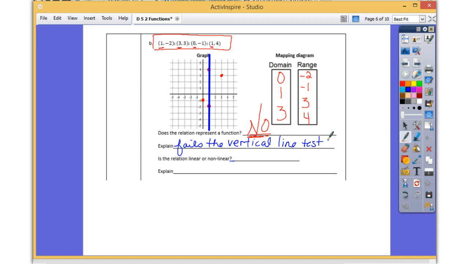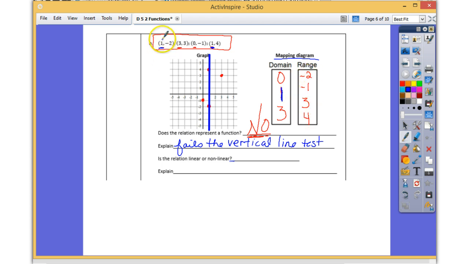If we didn't have the graph, we'll go over here to our mapping diagram. Put my x's in order. I have a 1, a 3, a 0, and a 1. So 0, 1, and 3 in order. But notice the 1 repeated, didn't it? I only have 1 here, though. You don't write it twice. And then I have -2, -1, 3, and 4.